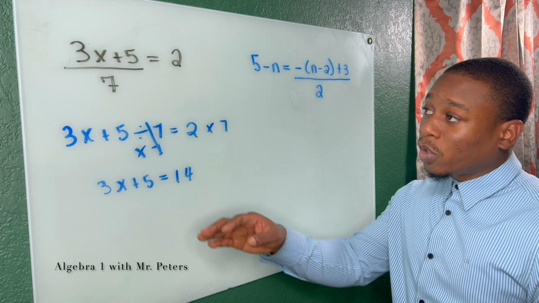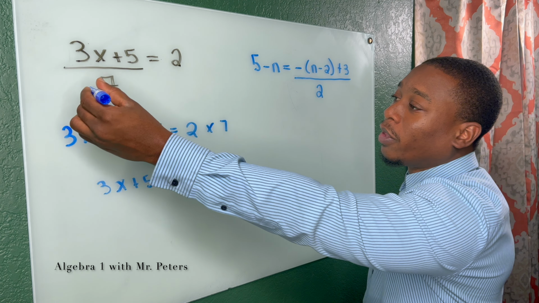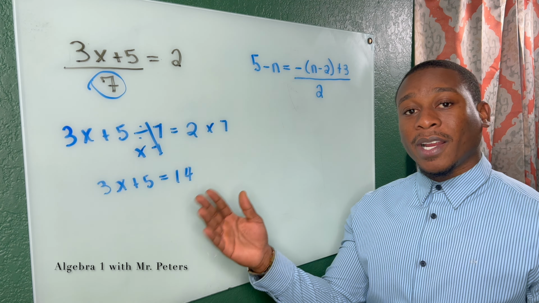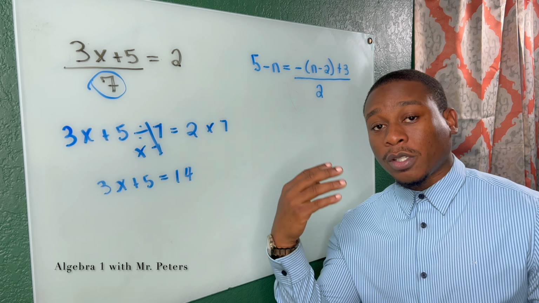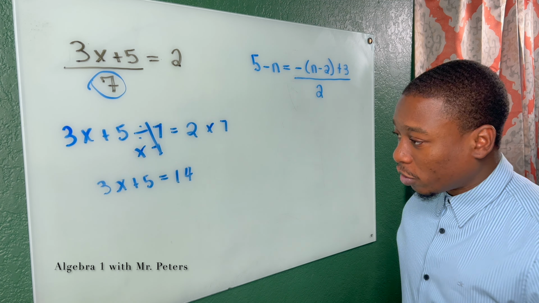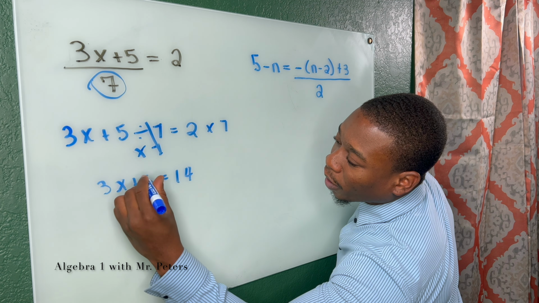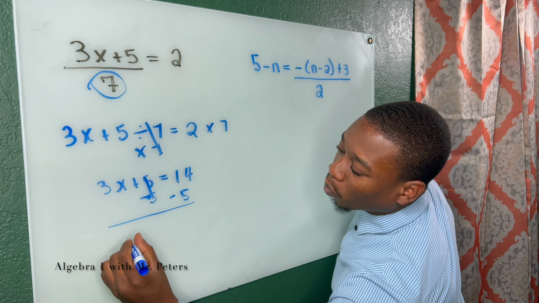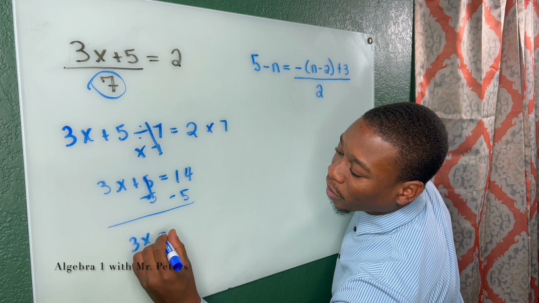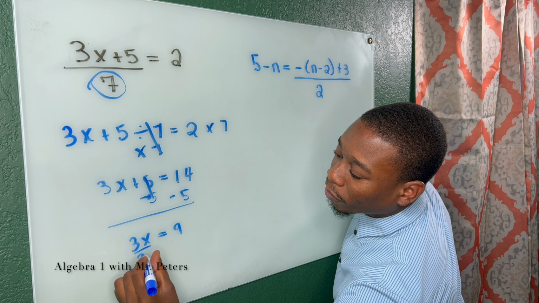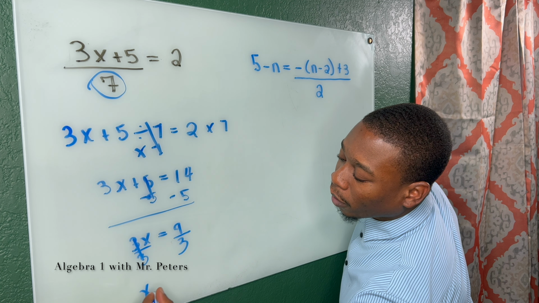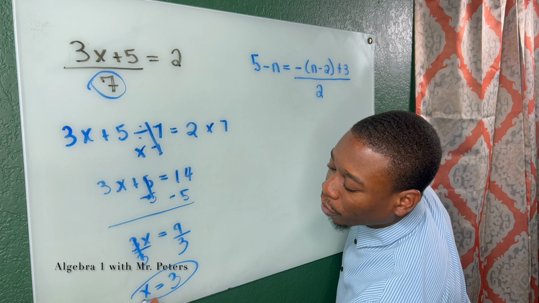So I know a lot of students get confused when it's written in this format, but if you rewrite it like this, it's easier to understand and to figure out how to solve. So now we just subtract 5 from both sides, and we're going to get 3x is equal to 9. And when we divide by 3, x is equal to 3.